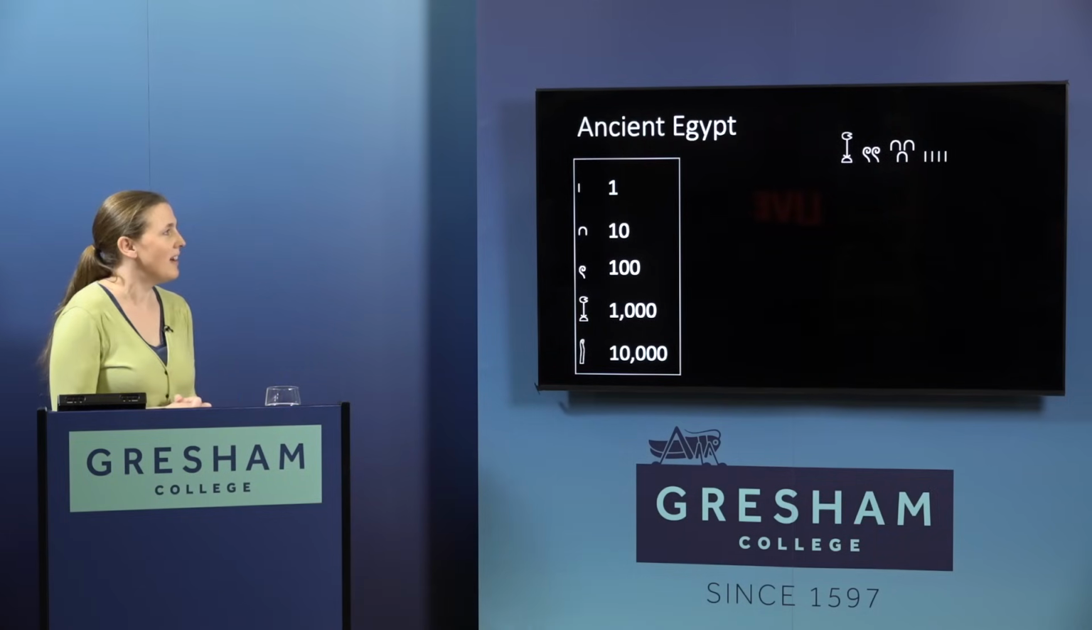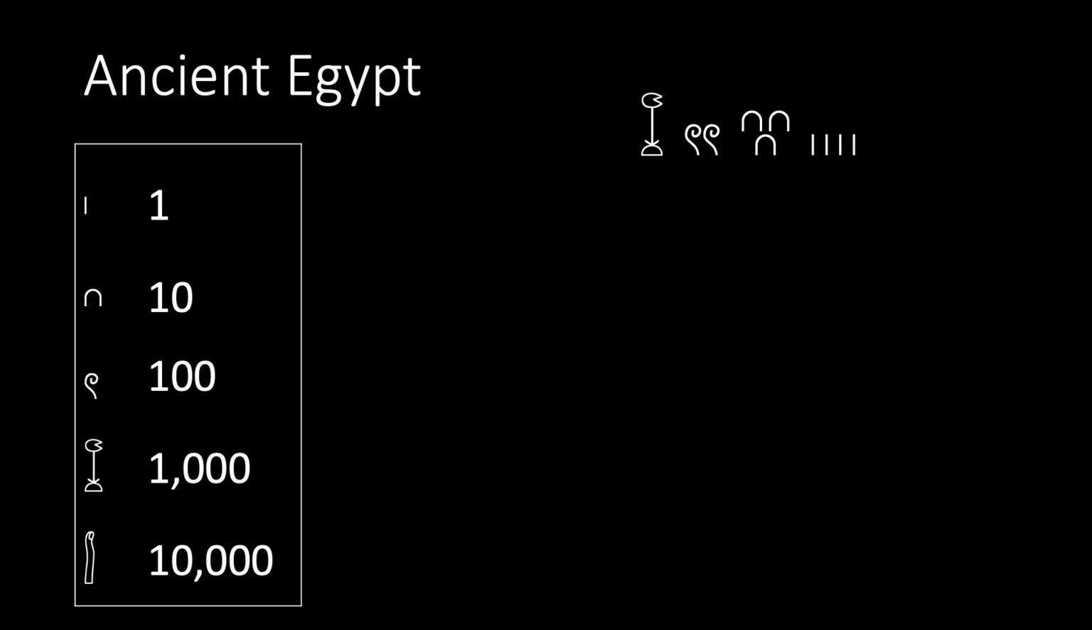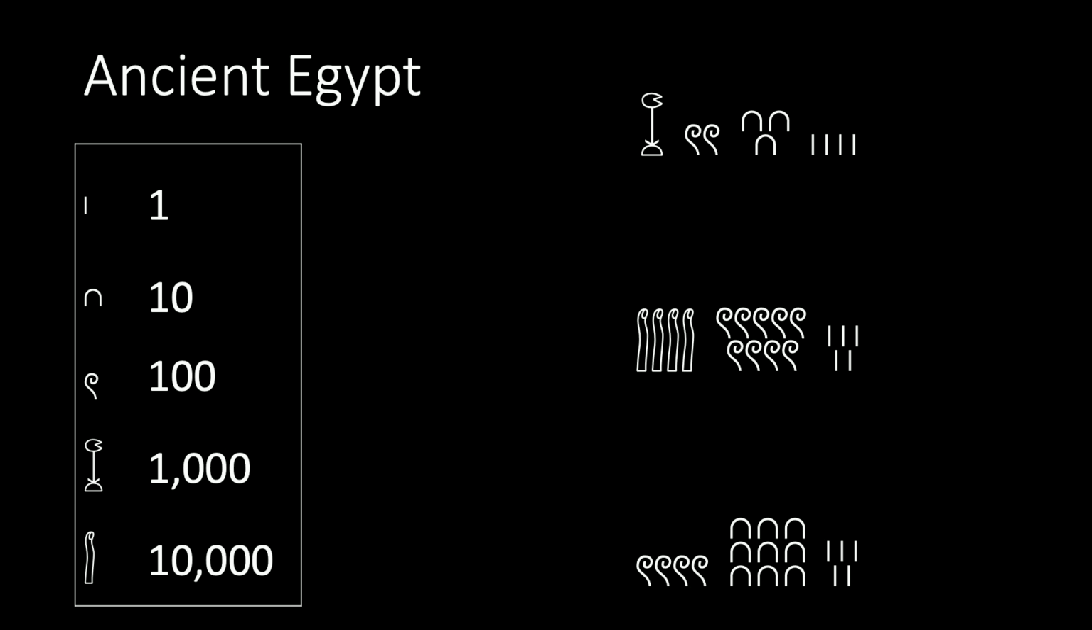At the top you can see 1 lotus flower, that's 1,000. 2 coiled ropes, 200. 3 bent sticks, that's 30. And 4 straight sticks, that's 4. So that number there is 1,234. Because there was a different symbol for each power of 10, you didn't have to worry about leaving spaces. There wasn't an ambiguity.